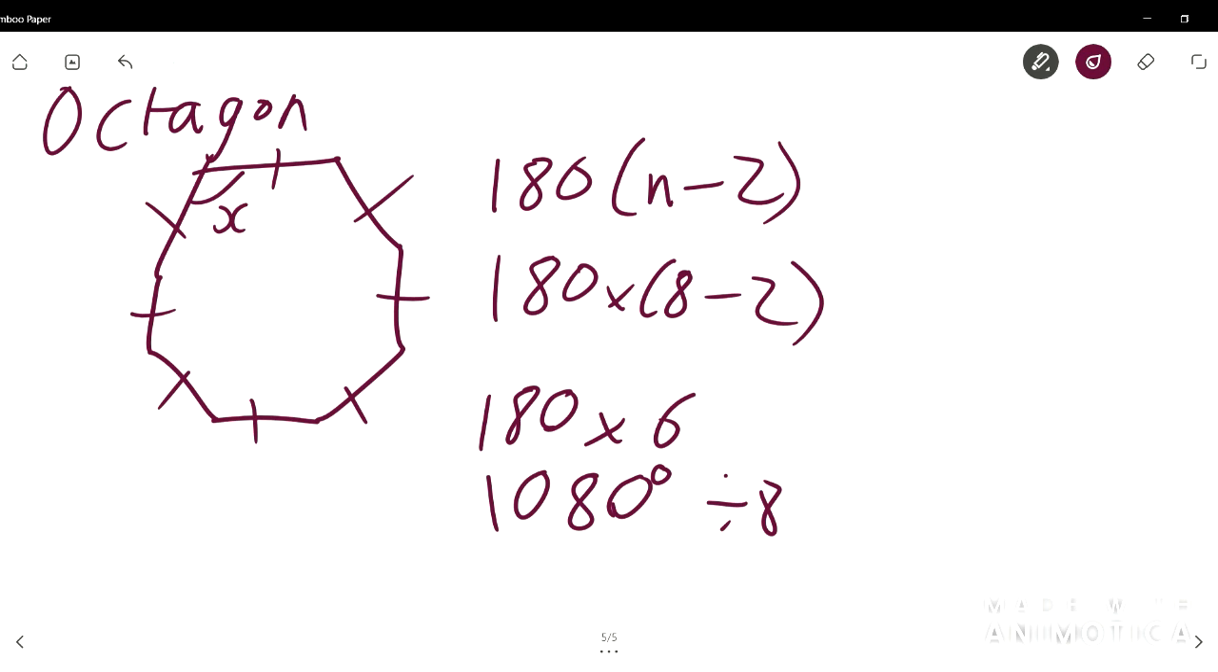Okay, let's do that quickly in the bus stop. 1080 divided by 8. That would be 8 into 10 goes 1, 8 into 28 goes 3 times with a remainder of 4. 8 into 40 goes 5. So that would be 135 degrees. Okay? So that is for interior angles.